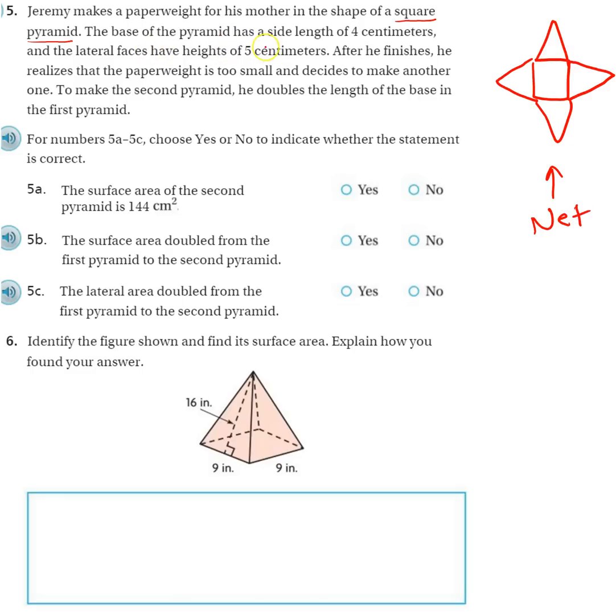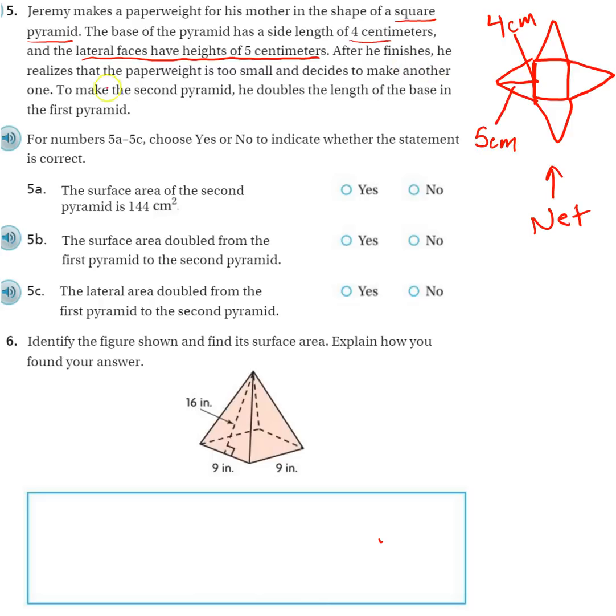The base of the pyramid has a side length of 4 centimeters. So each one of these lines is 4 centimeters. And the lateral faces have heights of 5 centimeters. So the height of these is 5 centimeters.